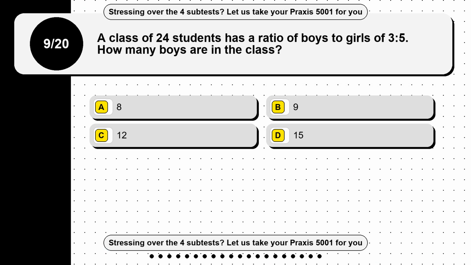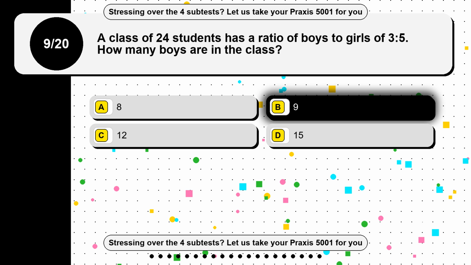Question 9. A class of 24 students has a ratio of boys to girls of 3 to 5. How many boys are in the class? Option A, 8. Option B, 9. Option C, 12. Option D, 15. The correct answer is option B, 9.